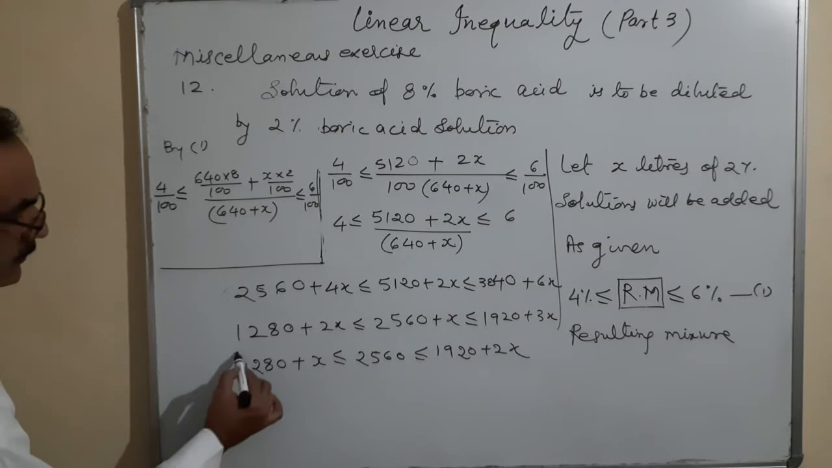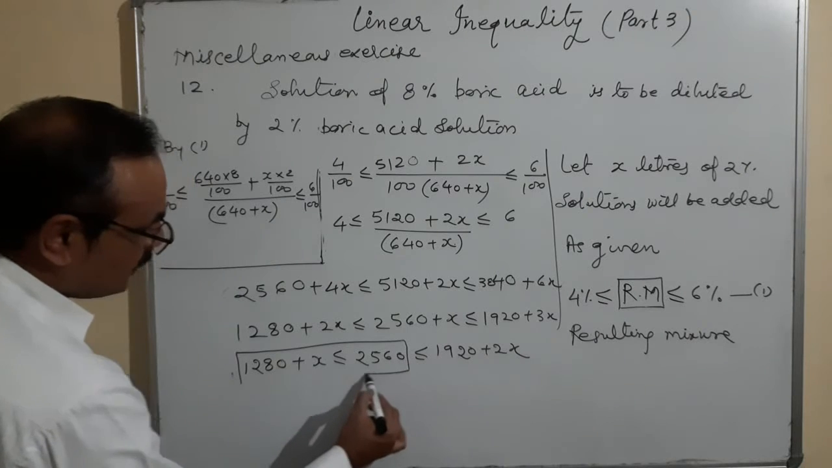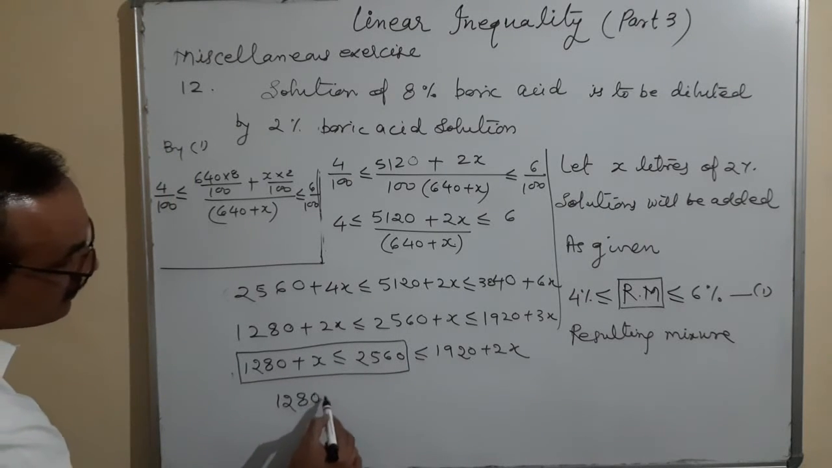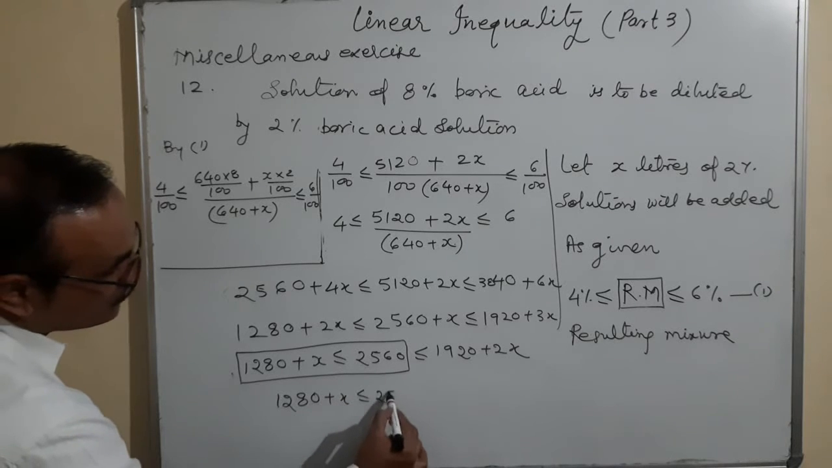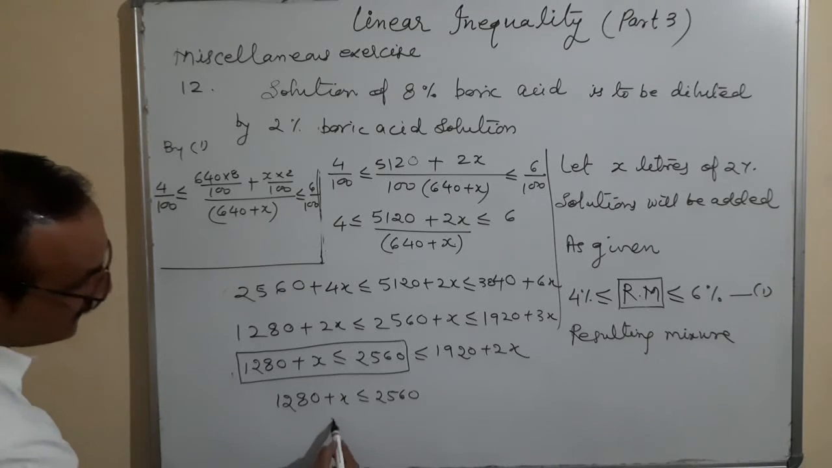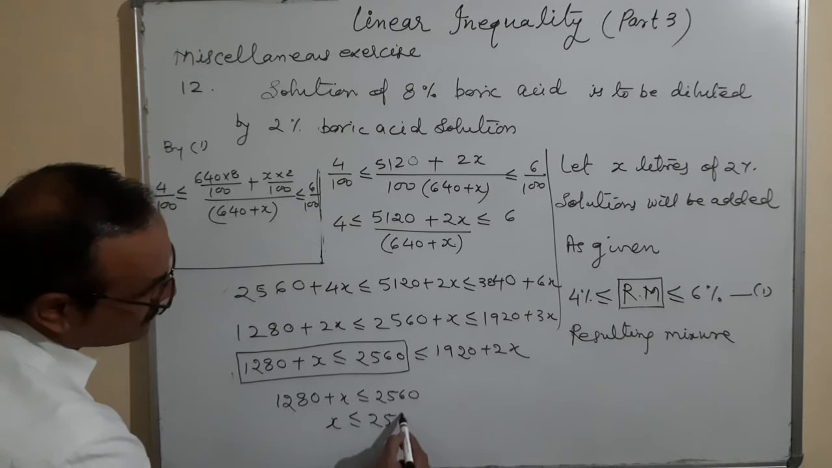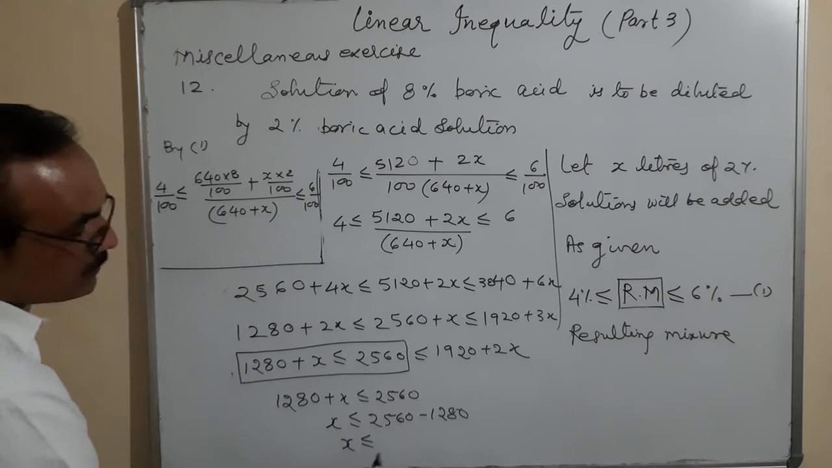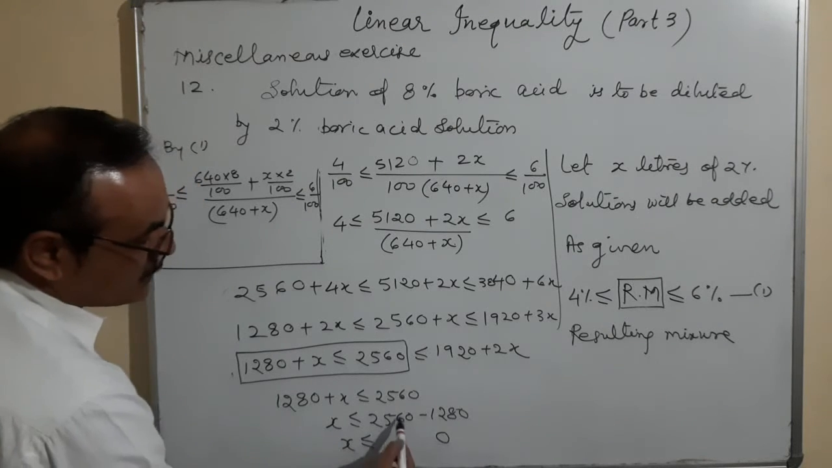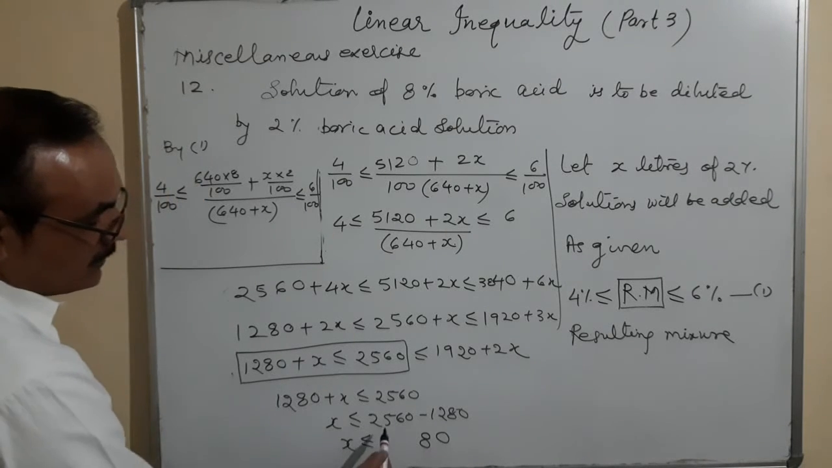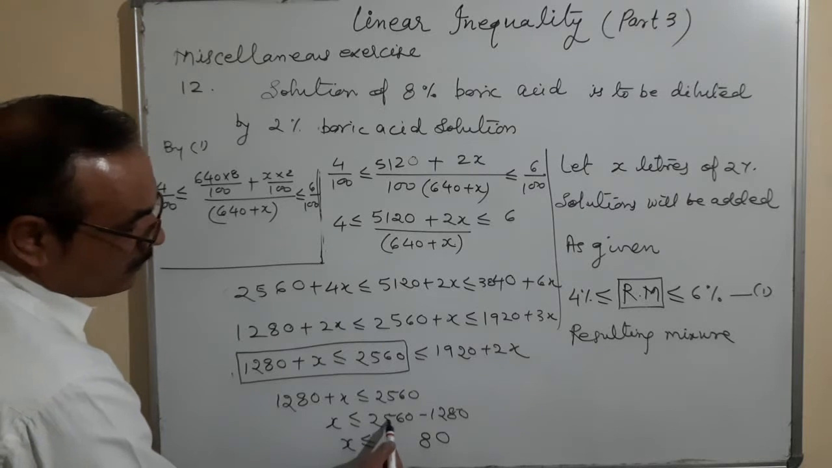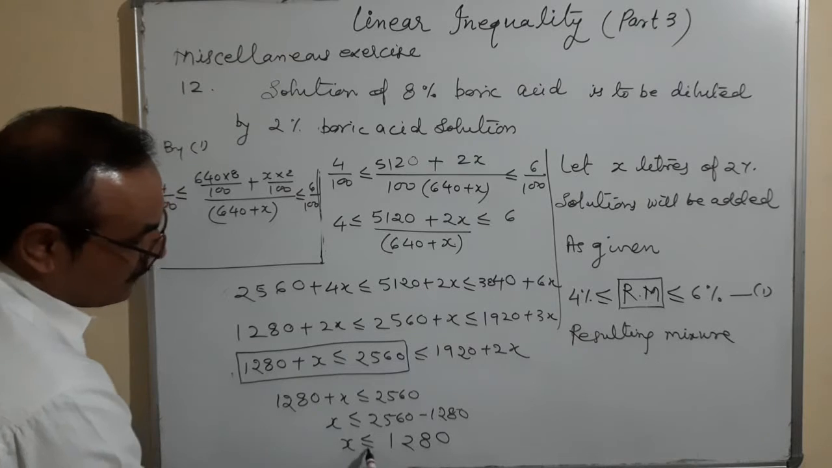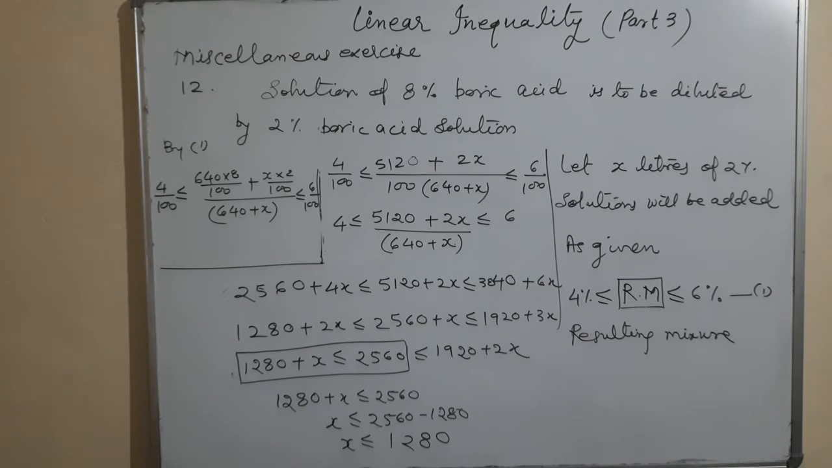We are taking now this first term. In this term, 1280 plus x is less or equal to 2560. So x is less or equal to 2560 minus 1280. So x is less or equal to 0. 16 minus 8, it is 8. Here is 4, 4 minus 2, 2. And that is 1. So x is less or equal to 1280.